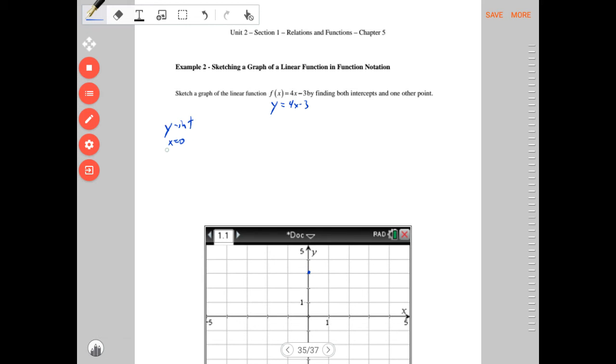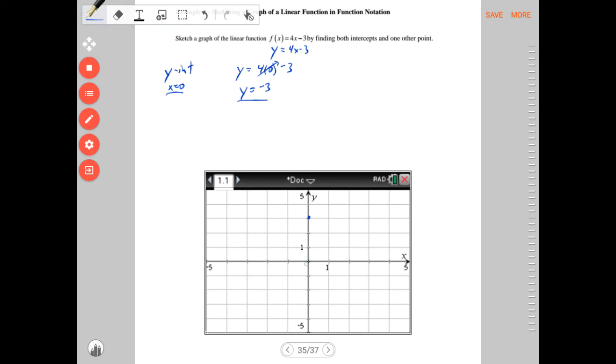Then we just put 0 into the x for that equation. So y = 4 times 0 - 3. That, of course, is 0, so y = -3. When x is 0, y is -3. So we put that on the graph: when x is 0, y is -3. We can write that as an ordered pair, or a coordinate pair: (0, -3).